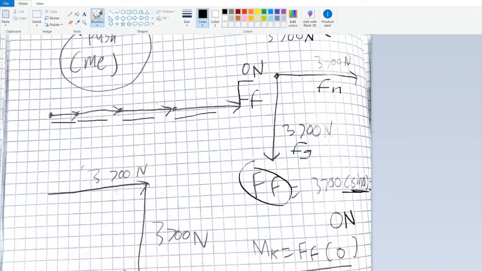And this is my vector addition diagram, which is very similar to my force diagram, showing the normal force of 3,700 newtons and the gravitational force of 3,700 newtons again.